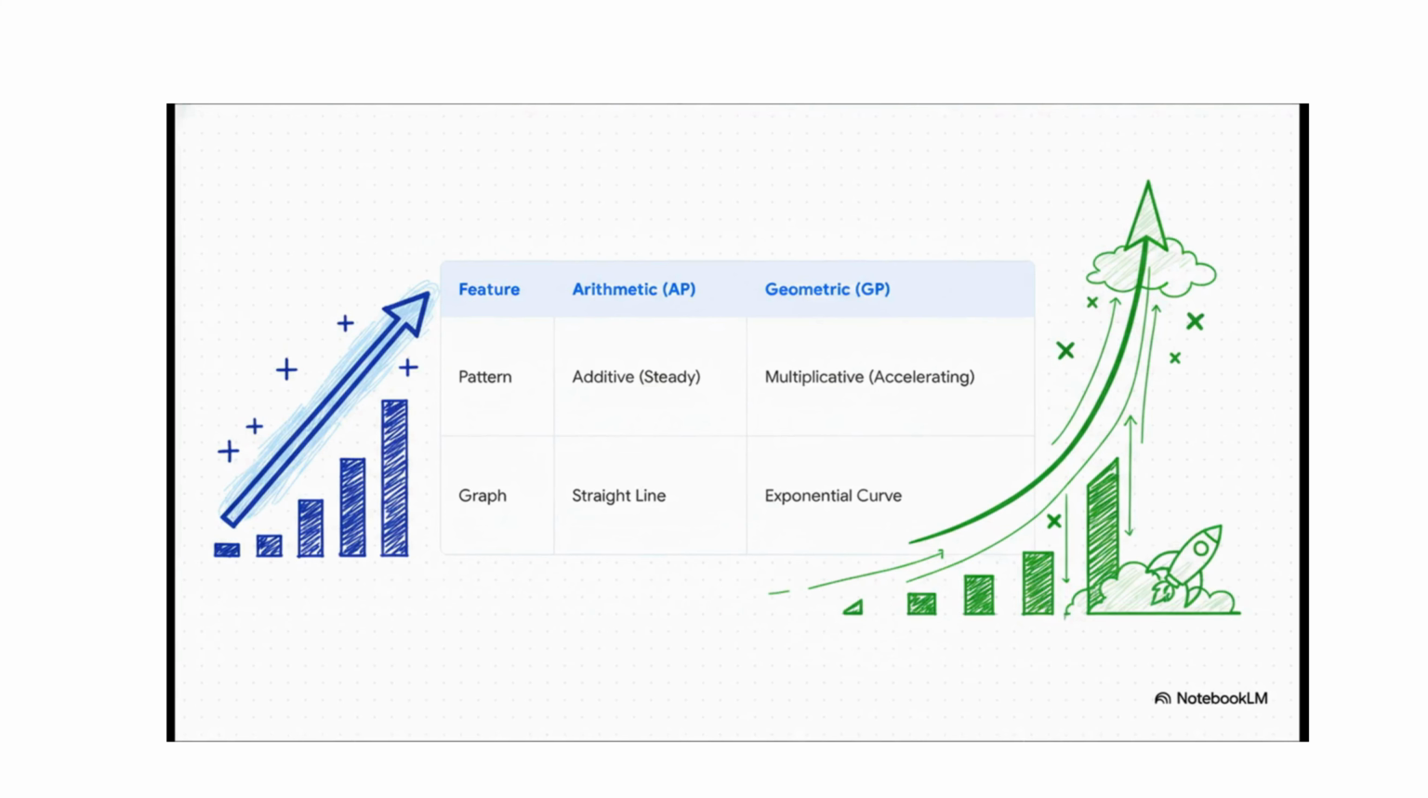This slide right here, this is where it all clicks into place visually. An arithmetic progression with its steady adding always creates a perfectly straight line. It's predictable, it's linear. But a geometric progression, because it's driven by multiplication, creates that famous J-curve, that explosive exponential growth. It starts off slow, and then boom, it shoots for the sky. Understanding this visual difference is the absolute key to spotting these patterns out in the wild.